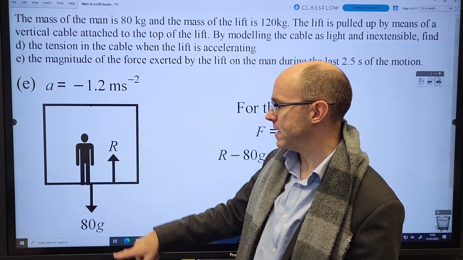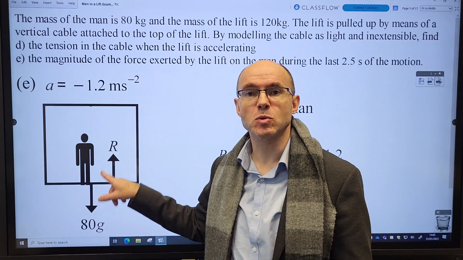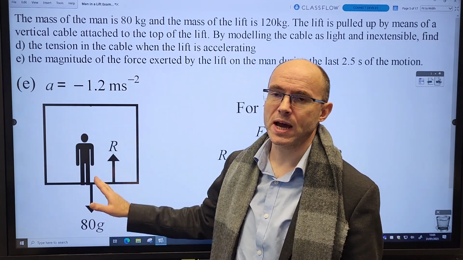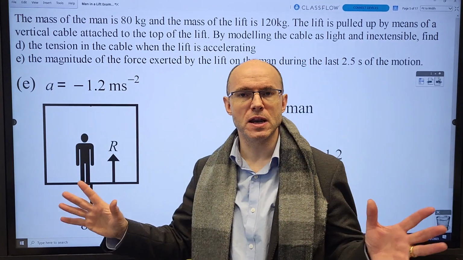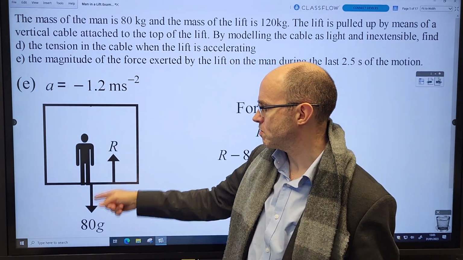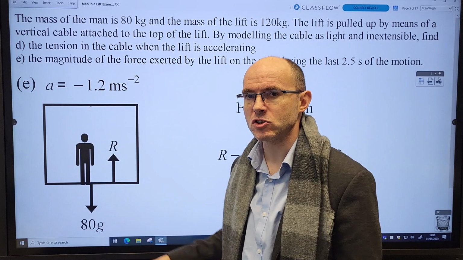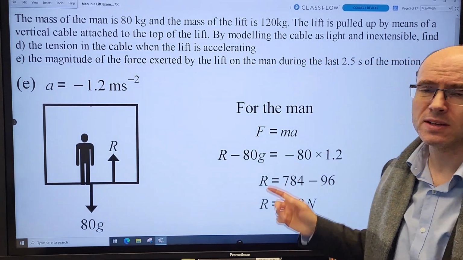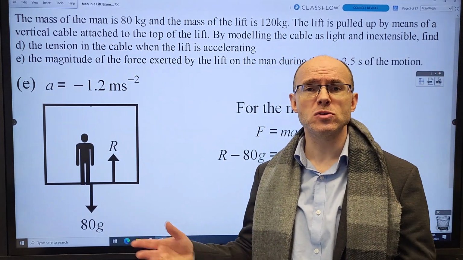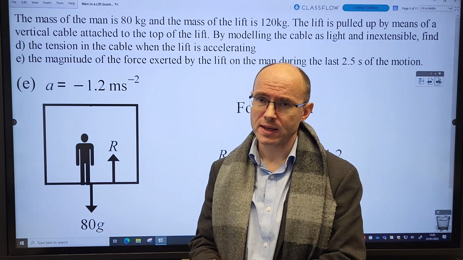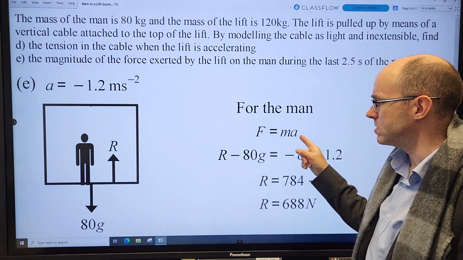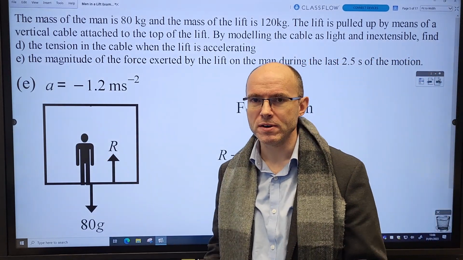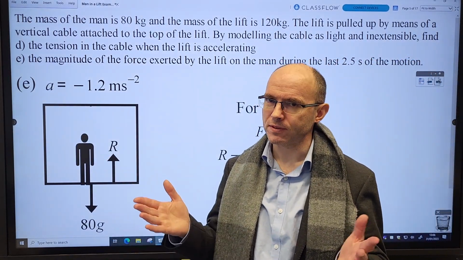So if we consider just the man, 80 kilograms, so 80g is the weight downwards. And there's a normal reaction force acting upwards. If this system is not moving, if the elevator is stationary, then these two balance. And the normal reaction is just 80 times g, which turns out to be 784 newtons. If it's in constant speed mode, acceleration is 0, again, these balance. However, when it's moving, things do change.